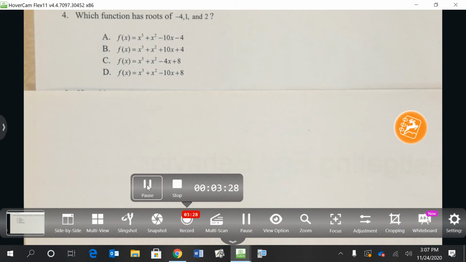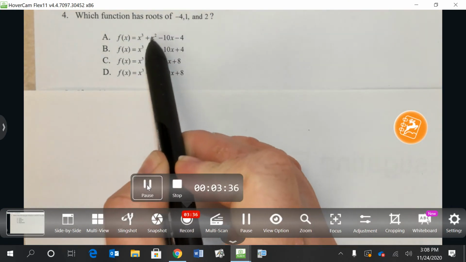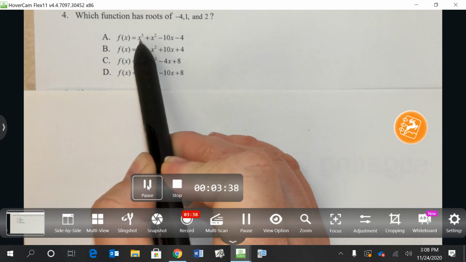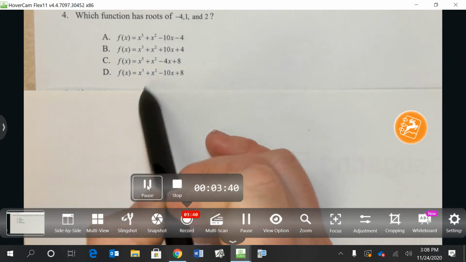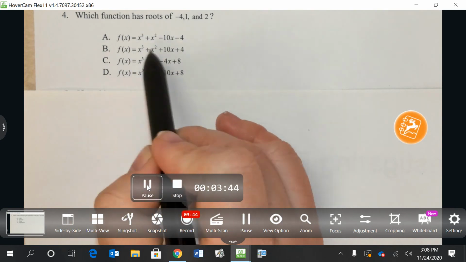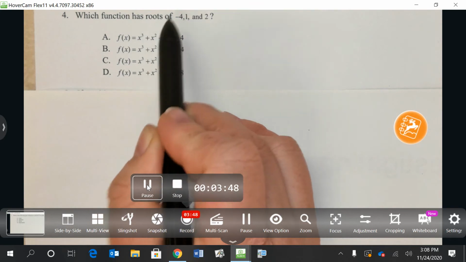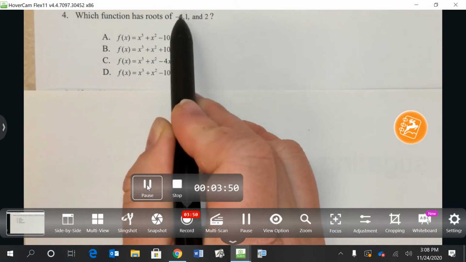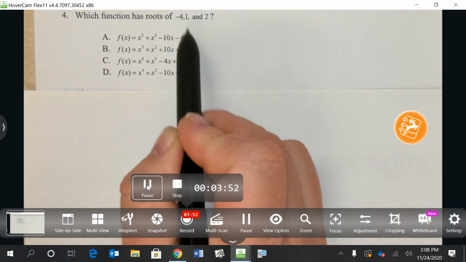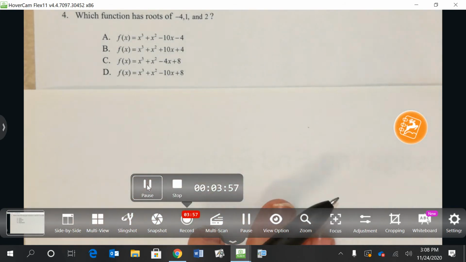Which function has specific roots of -4, 1, and 2? A couple different ways we could do this. We could take each one of these values, such as -4, and substitute it in for the x's. We want to know which function gives us an output of 0. Let's say we were able to eliminate a few choices. Then we go with 1, and we eliminate another choice. We do 2. Only one of these 4 equations will always give an answer of 0 when I input -4, 1, or 2. That's an algebra way to check.